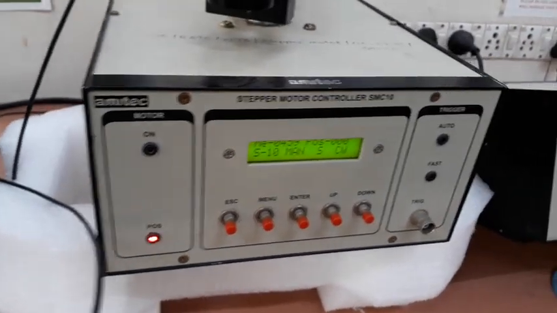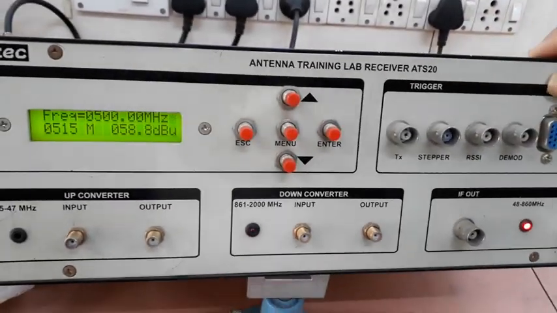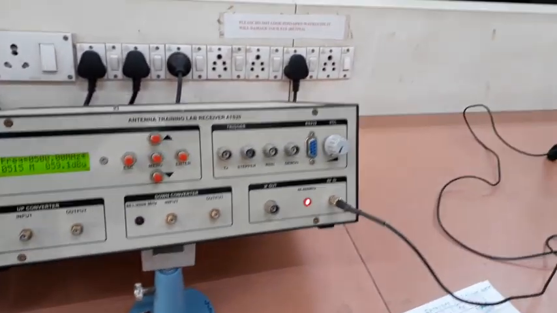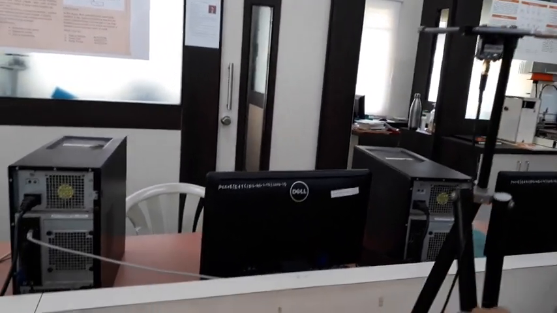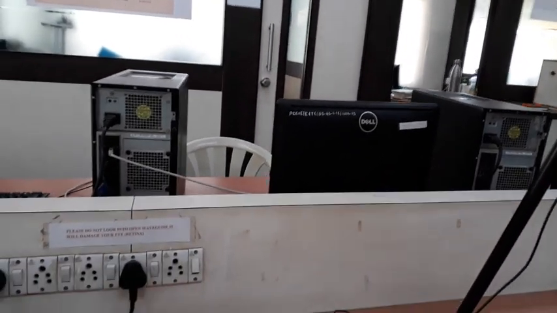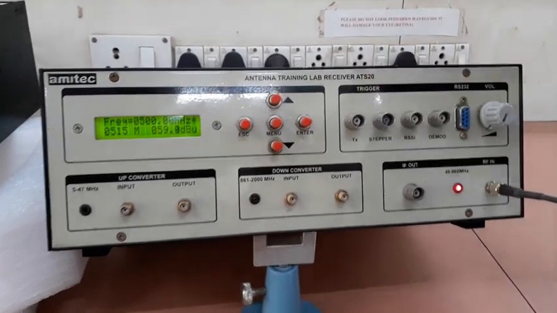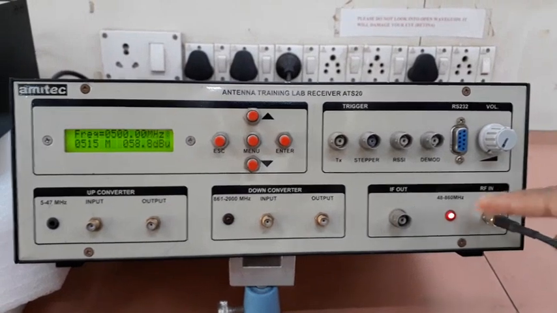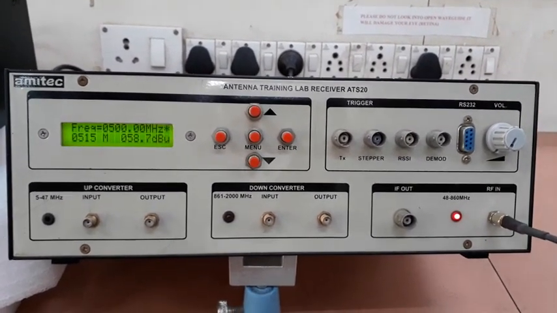This is the receiving antenna. This is the receiver power measurement display, which is connected to the receiving antenna. You can see here the receiving antenna is a folded dipole antenna with the same dimensions, and the output is given here. This is the RF cable, or RF pin, which is given to the receiver antenna. This is the cable which is given to the RF in here. As our frequency range is 48 to 860 megahertz, and our frequency is 500 megahertz, it is given here.